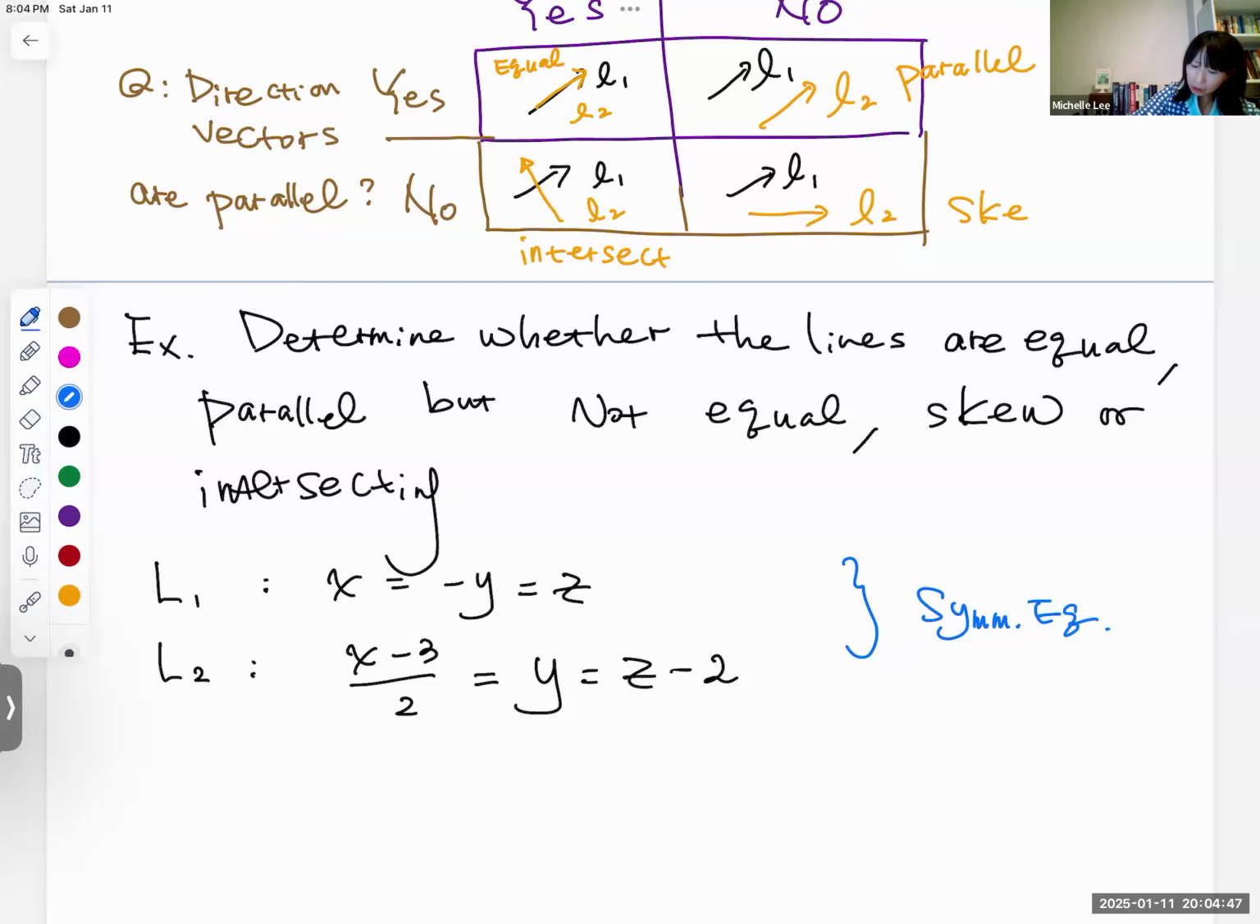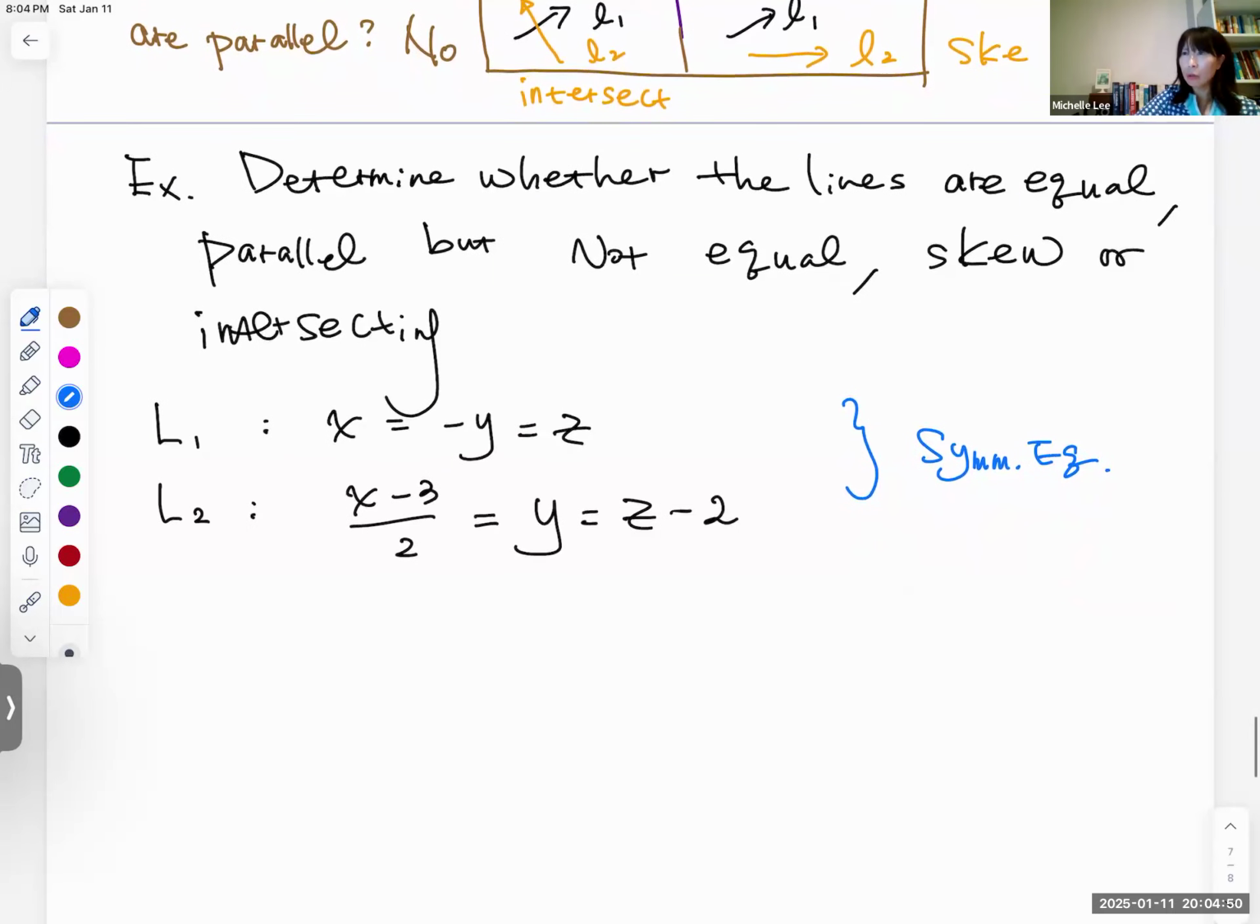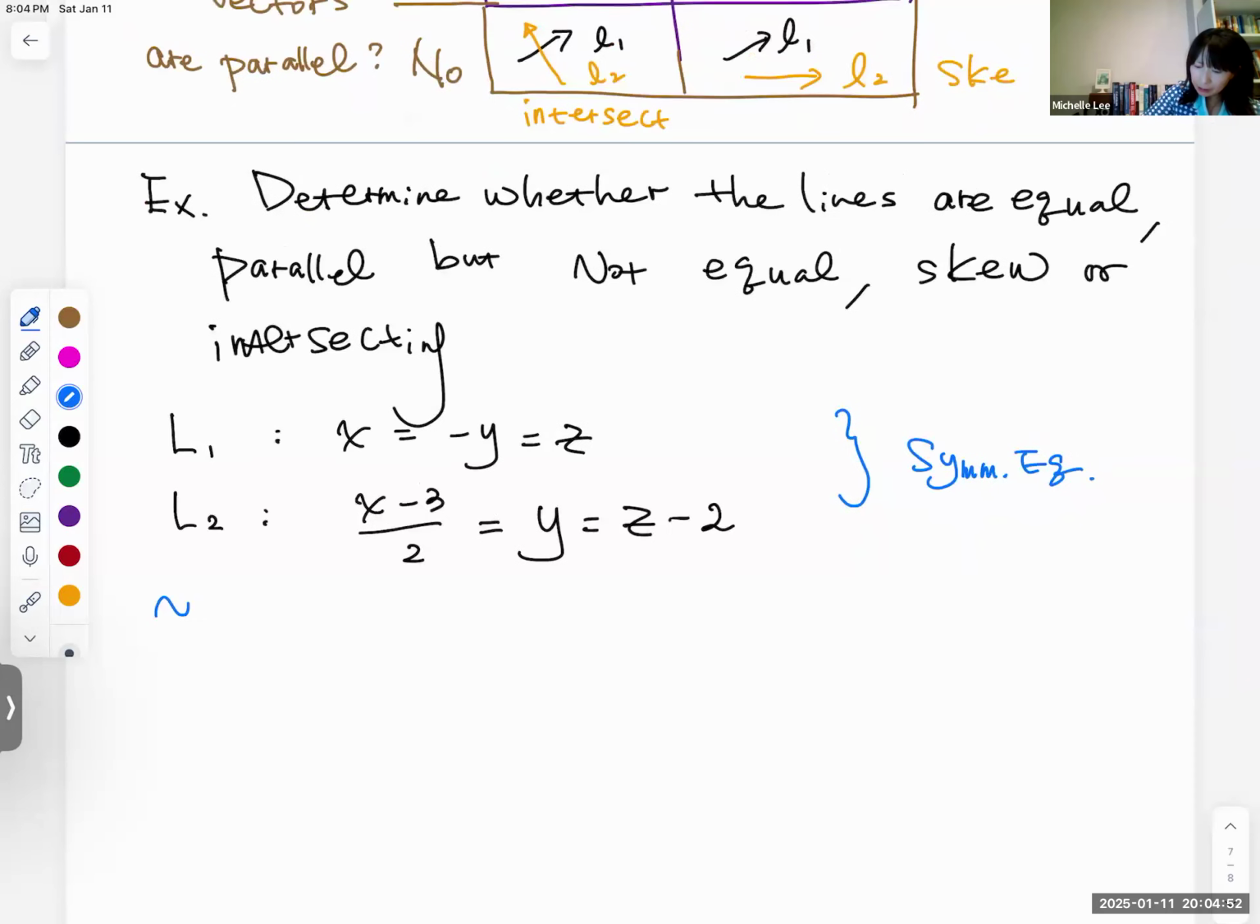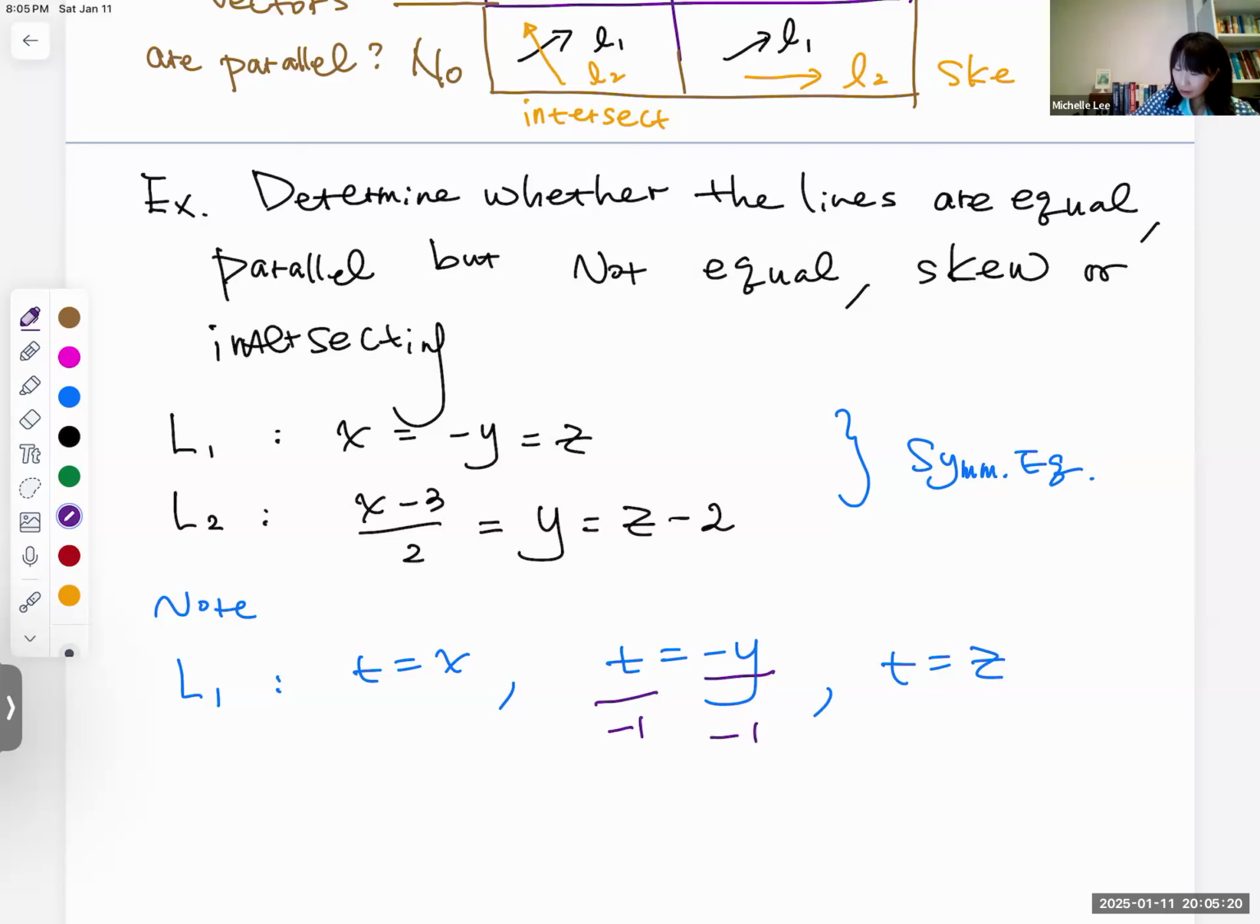All right, so from line 1, we can see that t equal to x, and t equal to negative y, t equal to z, right? Then if we divide the second one by negative 1, we have y equal to negative t.